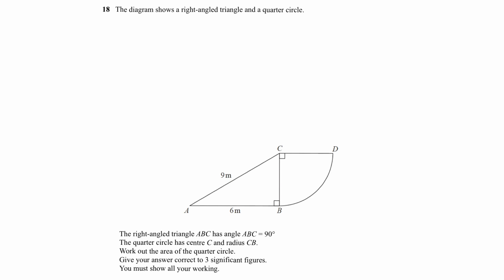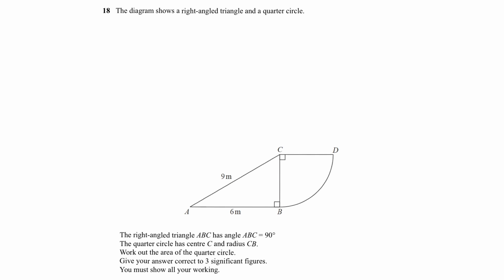So in order for us to do that, we can see that the line CB is the radius. If we work out the radius of the circle, that would help us to work out the area of the quarter, because we know that the equation for the area of a circle is pi r squared. Pi is the same, but by working out our radius, we'll be able to work out the area of the whole circle, then divide it by 4 to work out the area of a quarter of a circle.